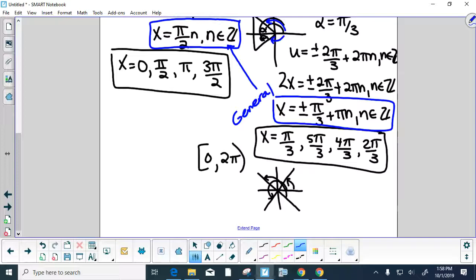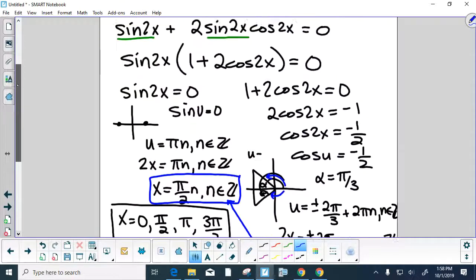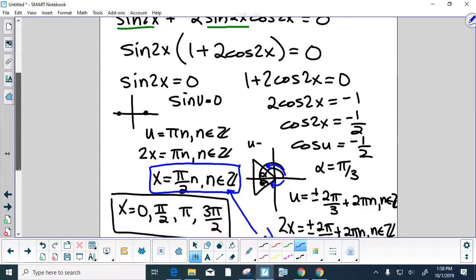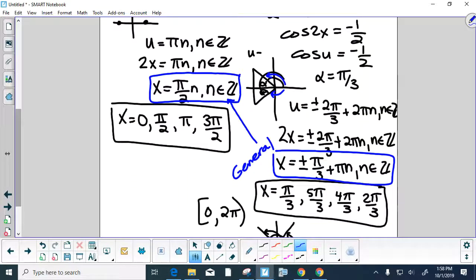On a scale of 1 to 10, difficulty of this problem? 8. I think 8 is probably about right. Okay, so the strategies on this problem. We didn't like the 4x, did we? But we had a 2x here, so we could change it. And then the rest fell out pretty nicely, didn't it?